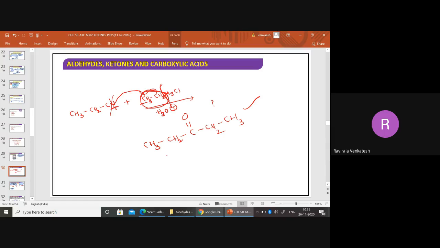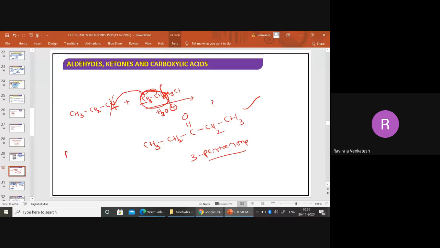But too many shortcuts also make you what? Unremember. You may forget easily. That one is also, but the mechanism is very simple actually. So you will get 3-pentanone. You will get here what? 3-pentanone. Understood here? How to write here?